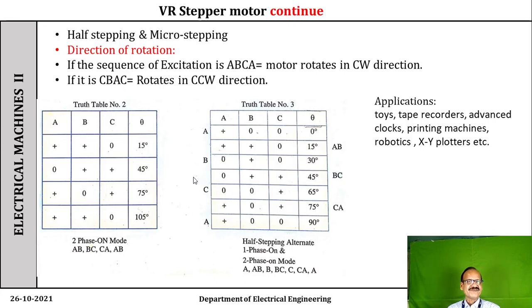Now, what are the applications of variable reluctance stepper motor? It is used for toys, tape recorders, advanced clocks, printing machines, robotics, XY plotters, in position controls, in process control also, in feedback controls also, and for positioning the objects, etc.